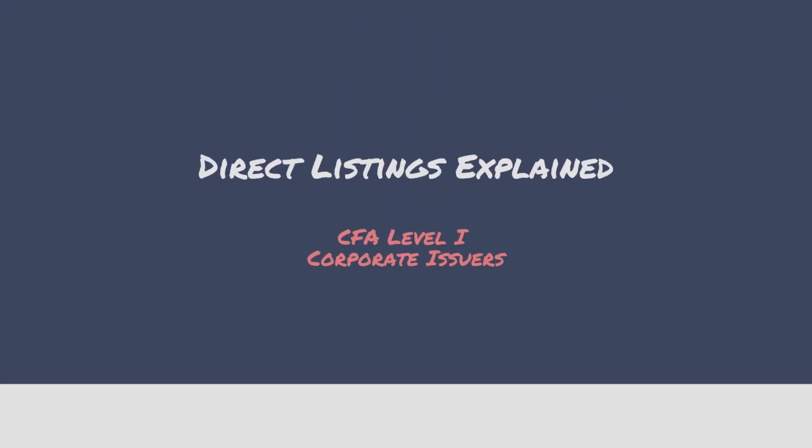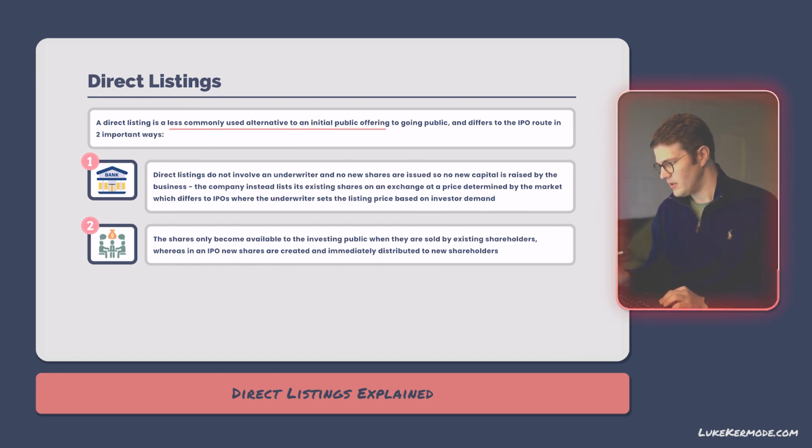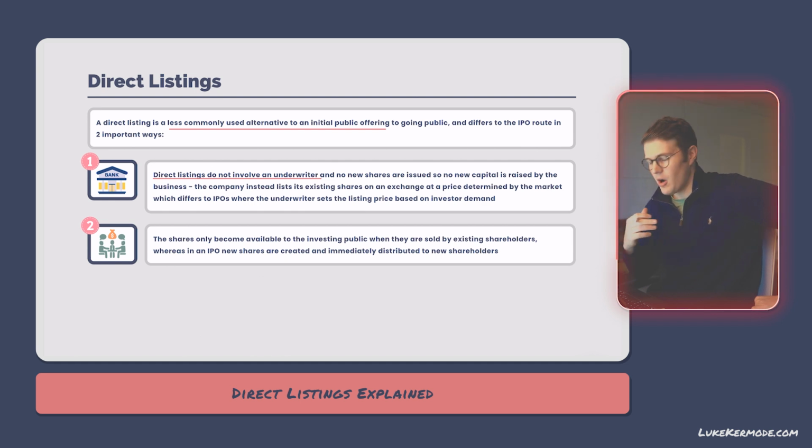Let's get into it. Okay, so IPOs are the most common route for a private company who wants to go public. There's also a second similar route, but less common, and that is a direct listing. So direct listings are a less common alternative to an IPO, and they differ to the IPO route in two important ways. So the first way is that direct listings do not involve an underwriter. So there's no third party involved in a direct listing who purchases and helps market the shares.